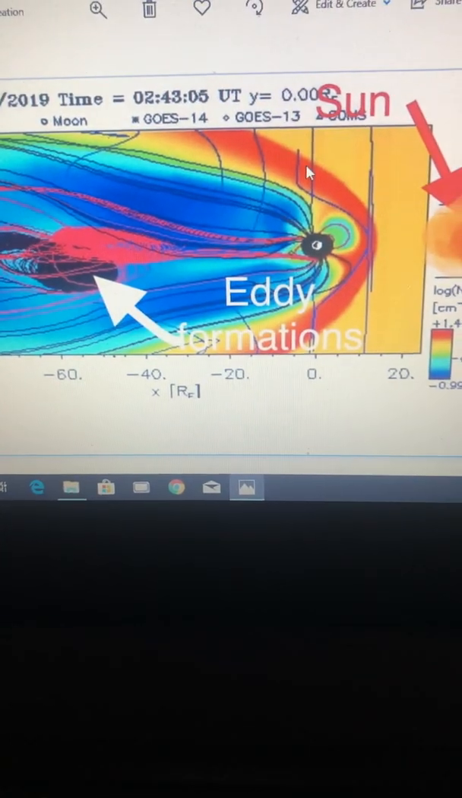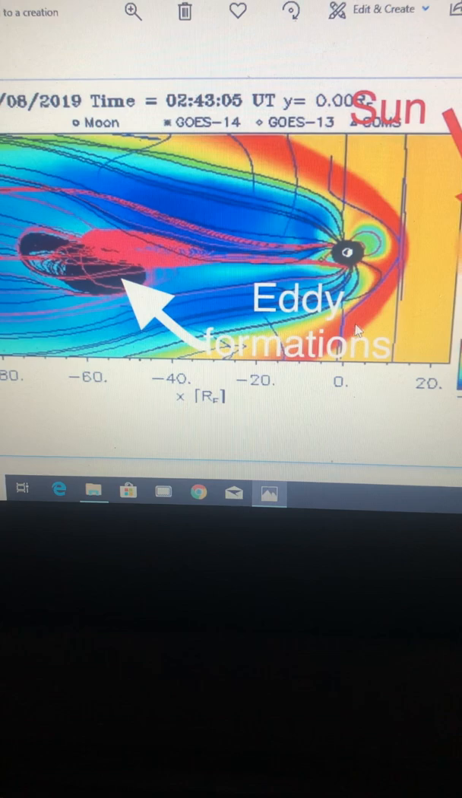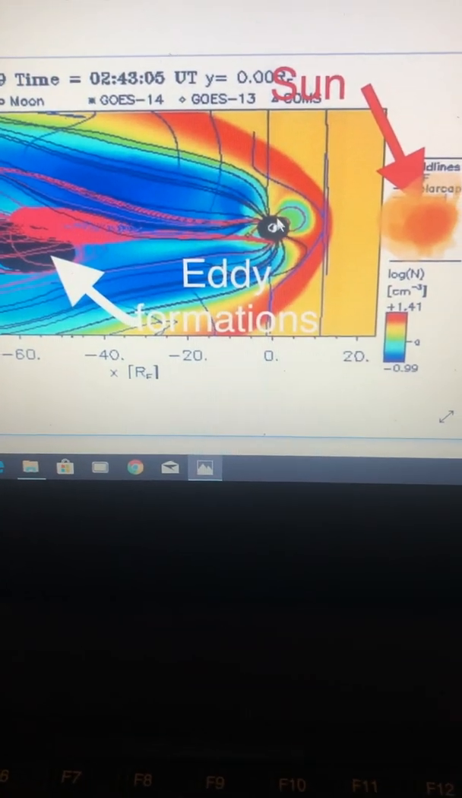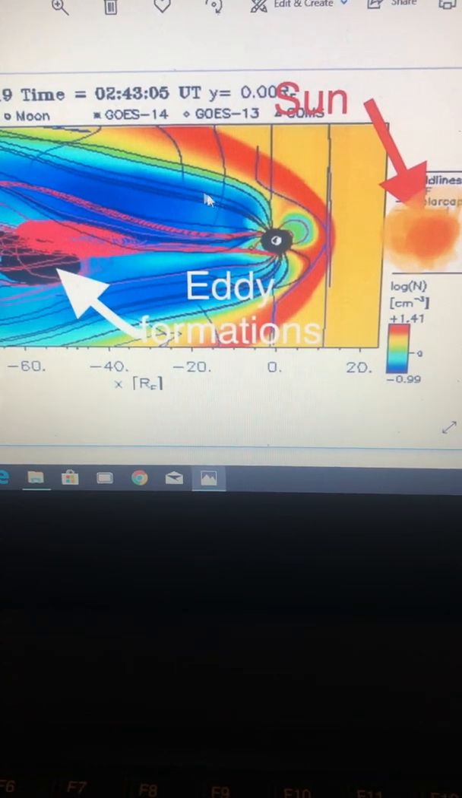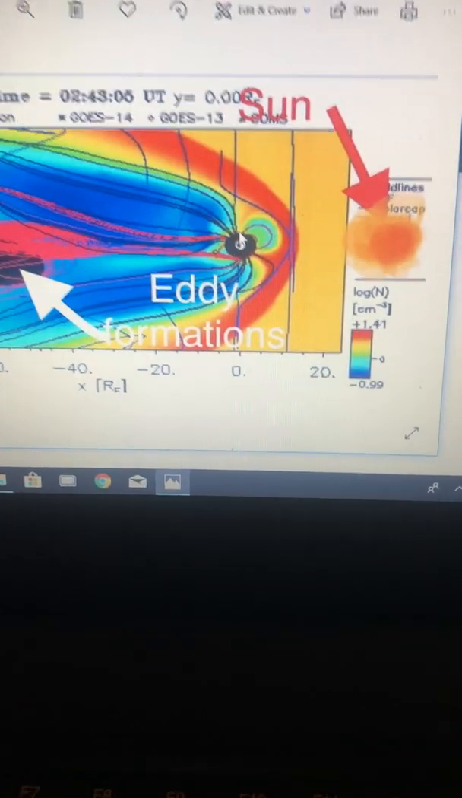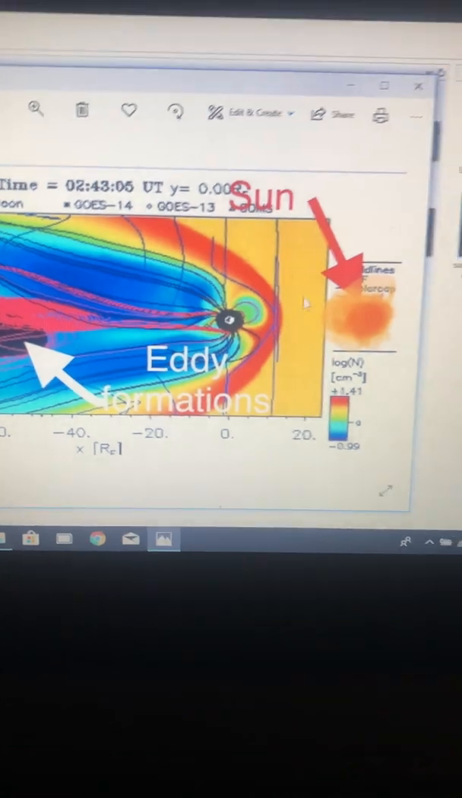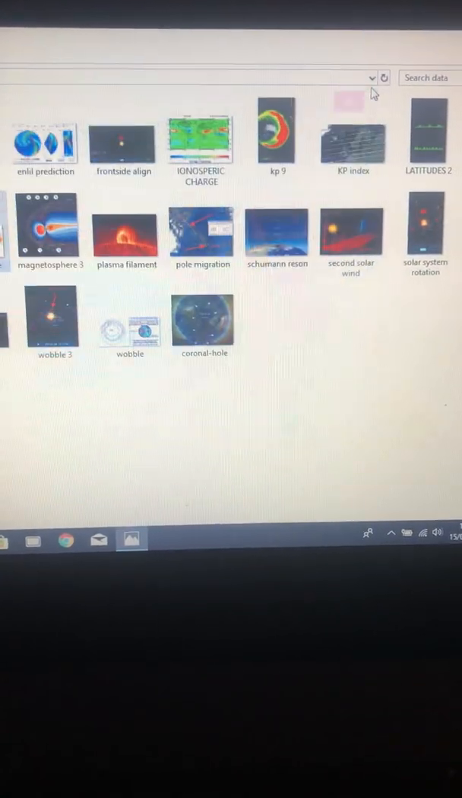So just so you get a better understanding of what we're talking about, like eddy formations and our bow shock, our magnetosphere, our magnetotail, our magnetopause. I just wanted to go over bits like that because I know a lot of people struggle with these graphs and that, okay? Right, let's look at something else.